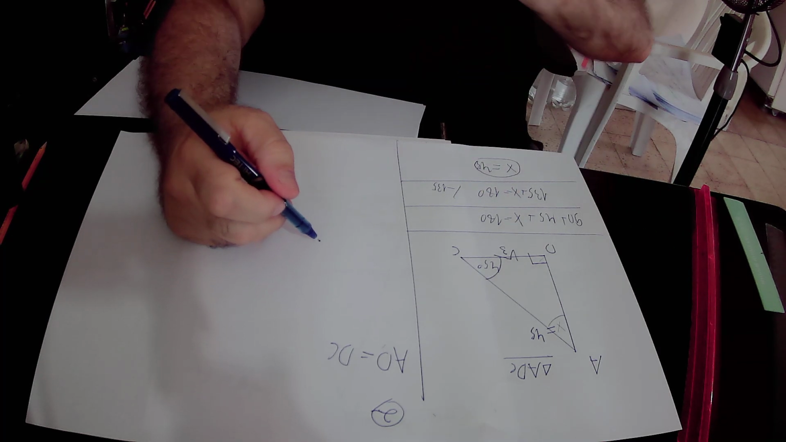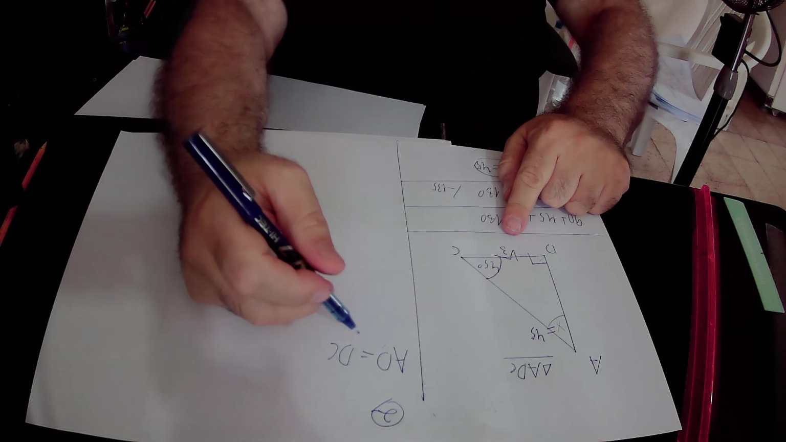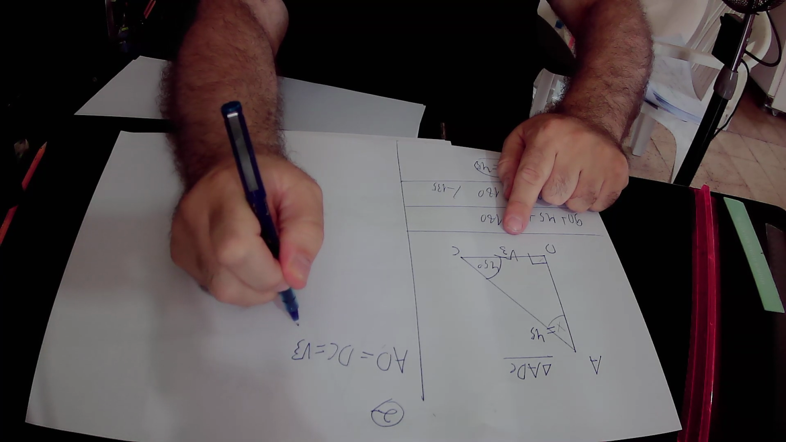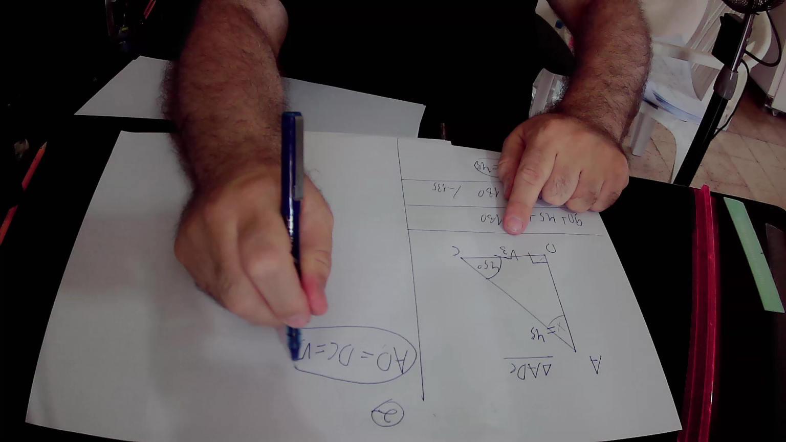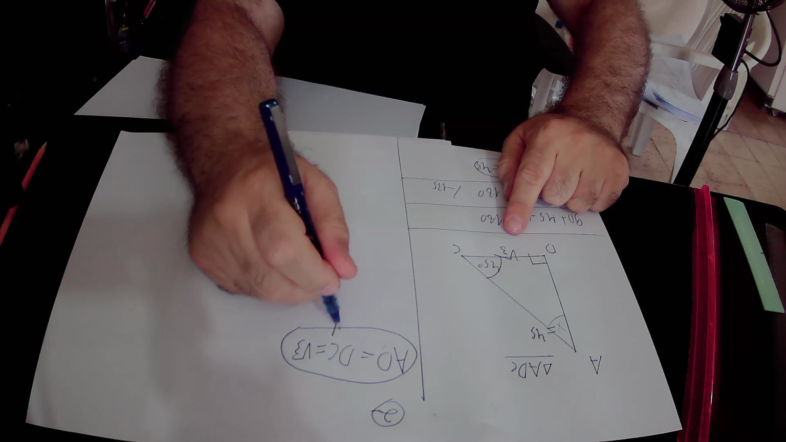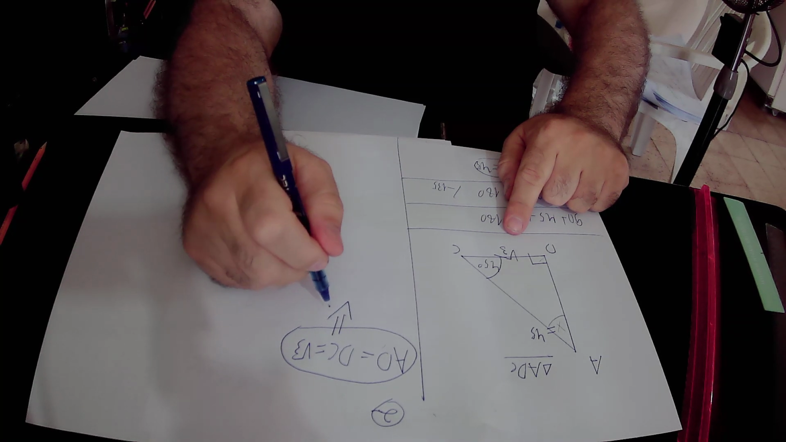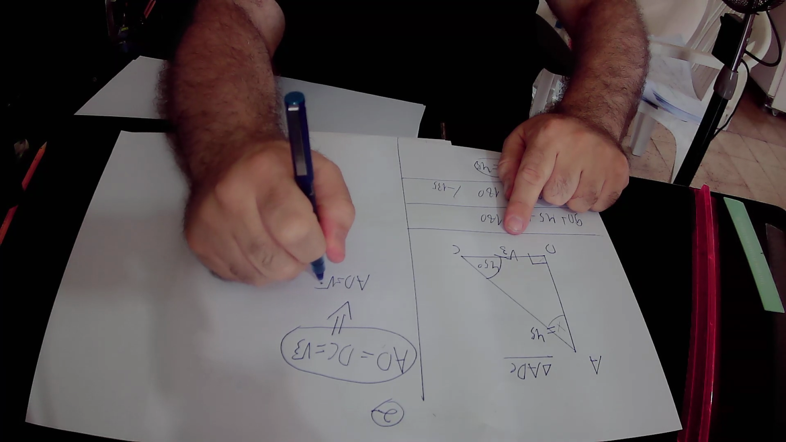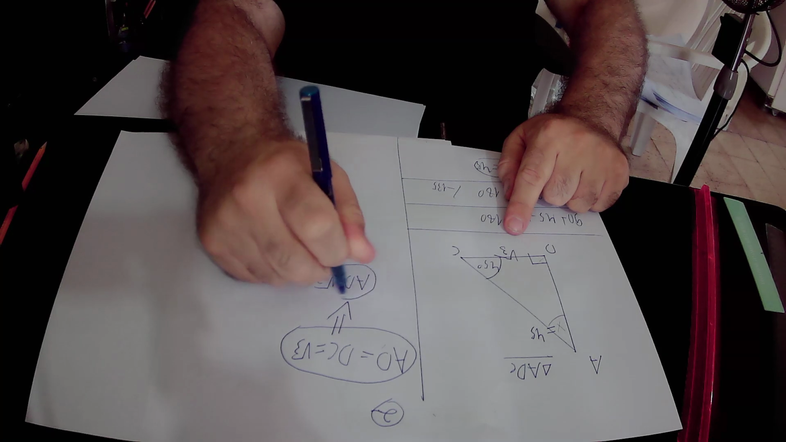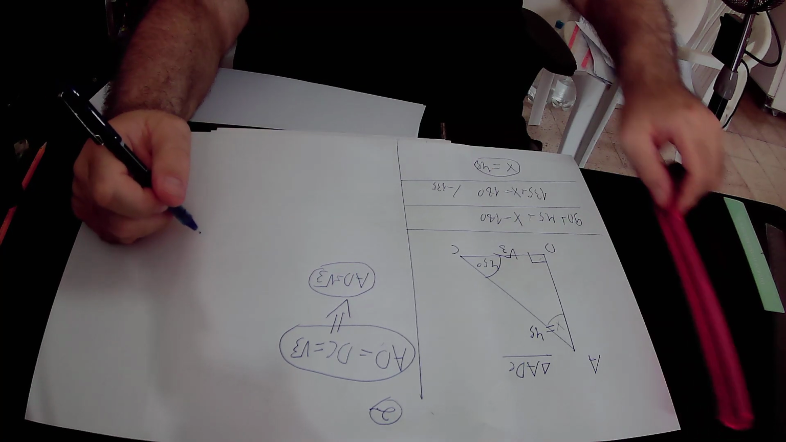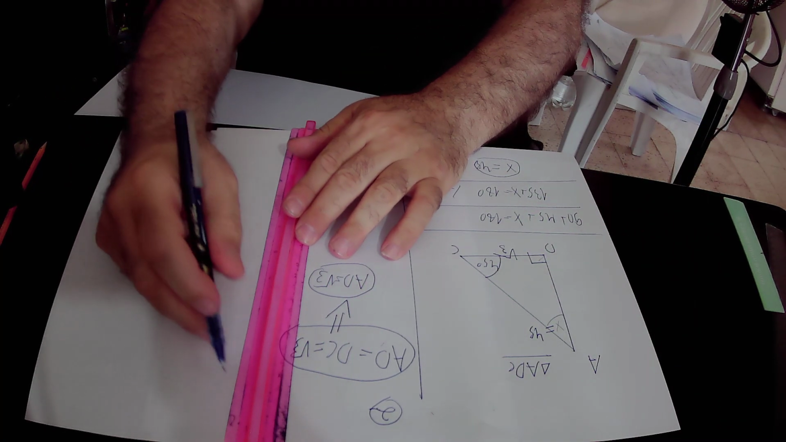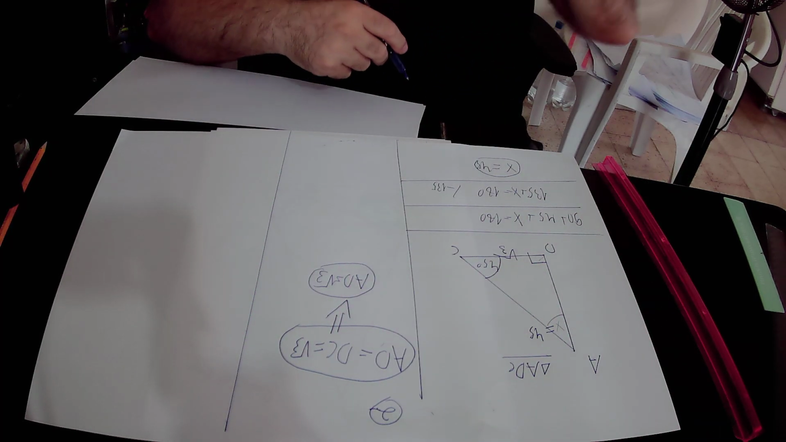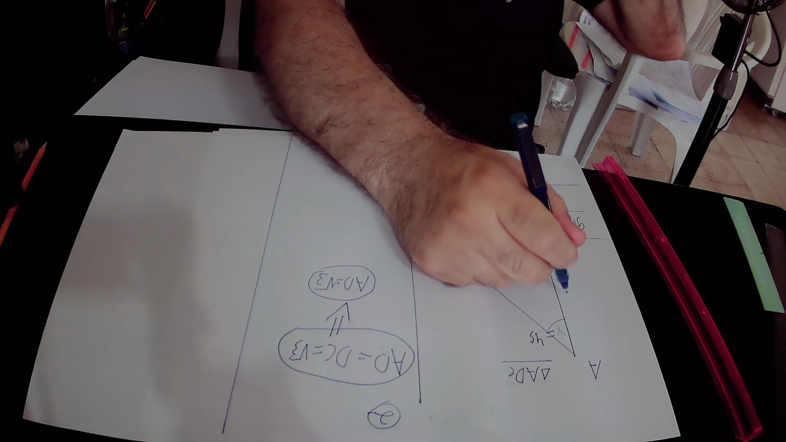But according to what we have already found out, DC equals square root of 3 units. So from this equation, AD equals DC equals square root of 3 units, we derive that AD is also equal to square root of 3 units. So here AD equals square root of 3 units.